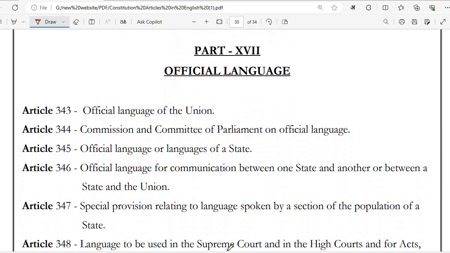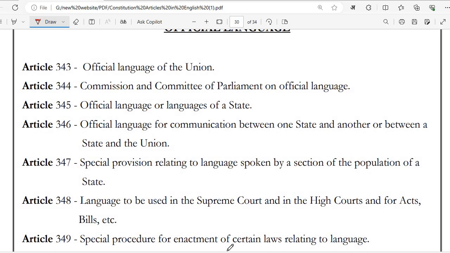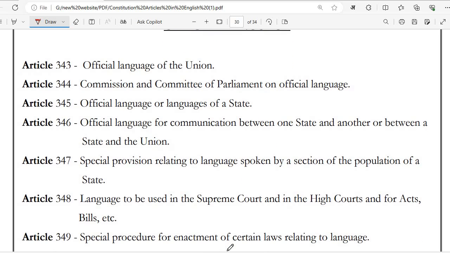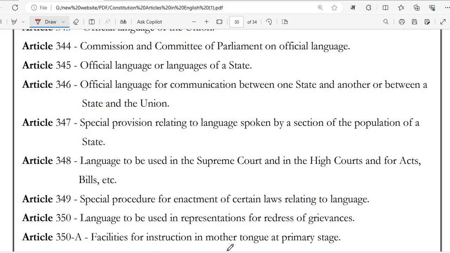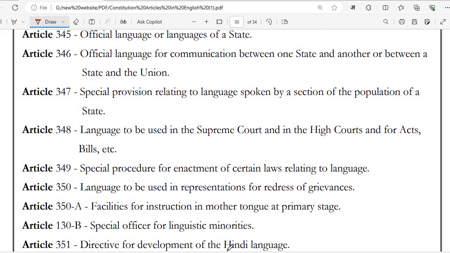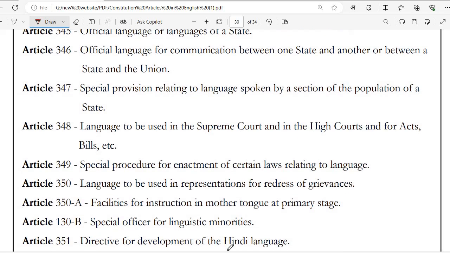Next, the official language. Article 343, the official language of the Union is Hindi and English is the subsidiary language. Okay. And 14th September is celebrated as Hindi Day. And Article 344 makes provision about the Official Language Commission. 345, official language. Now there are 22 official languages in the 8th Schedule. Then the official language of communication between Centre and state. 347, population. High Courts and Supreme Courts are entitled to use the English language in their proceedings.